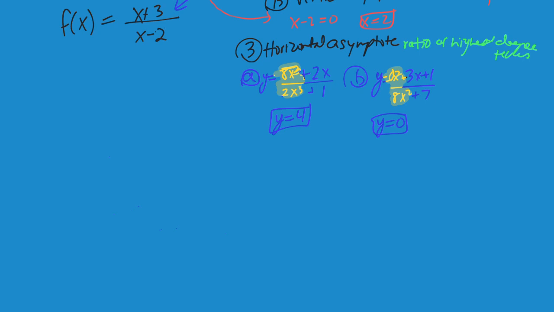And this third scenario I'm going to talk about would be, what if you had y is equal to, say, 8x squared plus 7 over 3x plus 1.